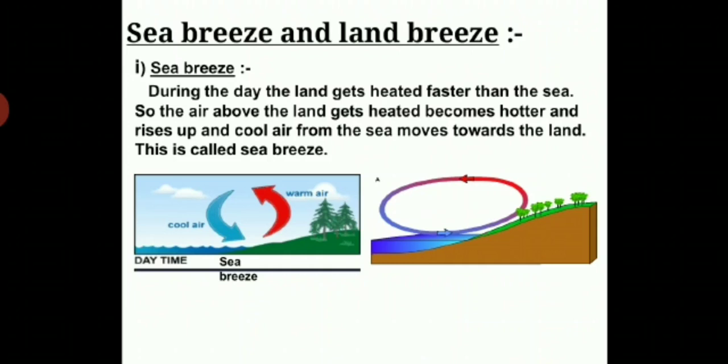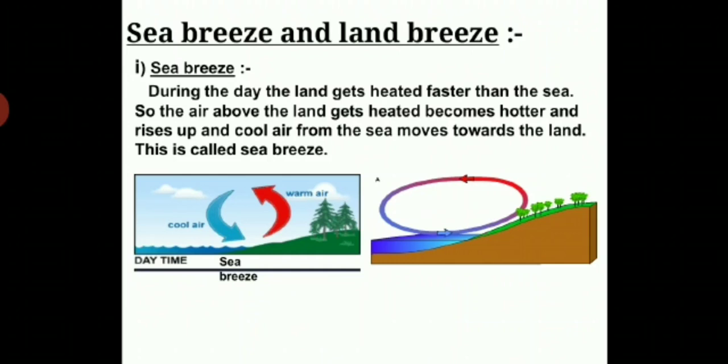Now, sea breeze and land breeze. Due to convection of heat in air, naturally there is a sea breeze and a land breeze. This process we will see over here, how sea breeze and land breeze develop naturally.